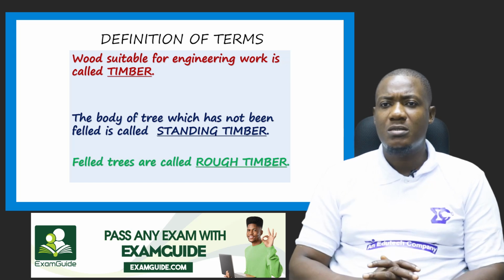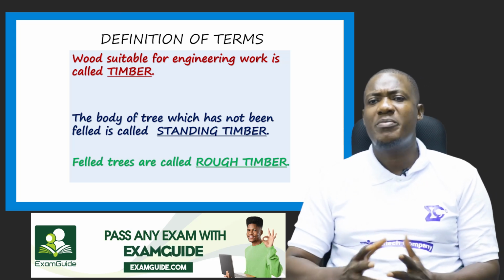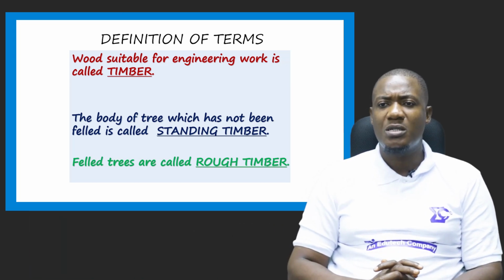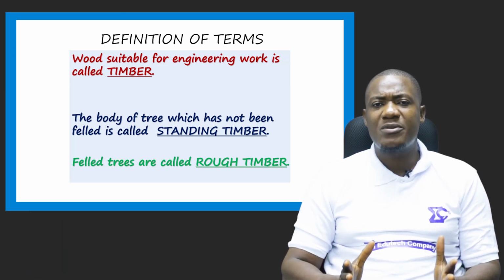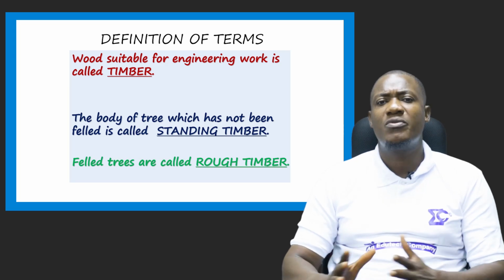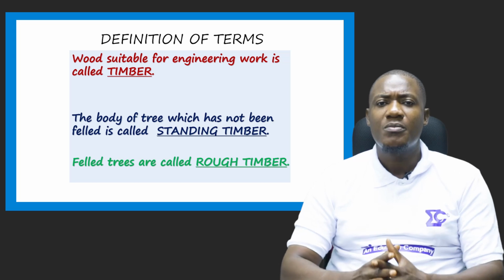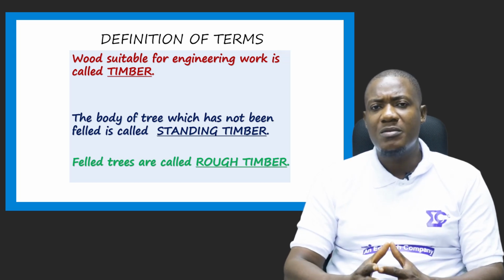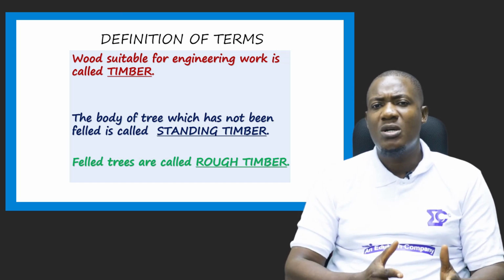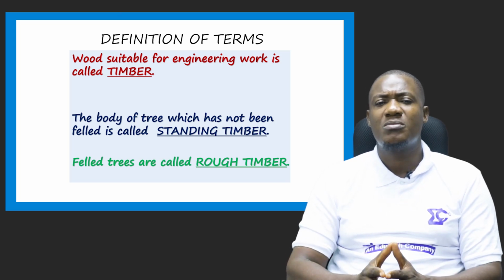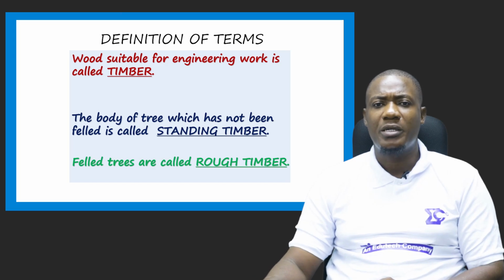What is timber? Timber basically is wood suitable for engineering work. We have two types of timber basically. We have standing timber and we have rough timber. A standing timber is a timber that has not been felled, while a rough timber is a felled tree. Okay?